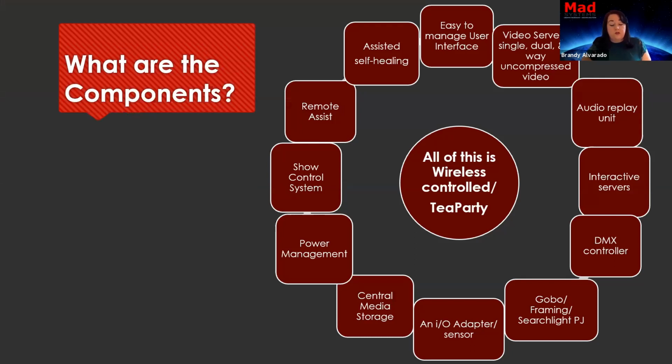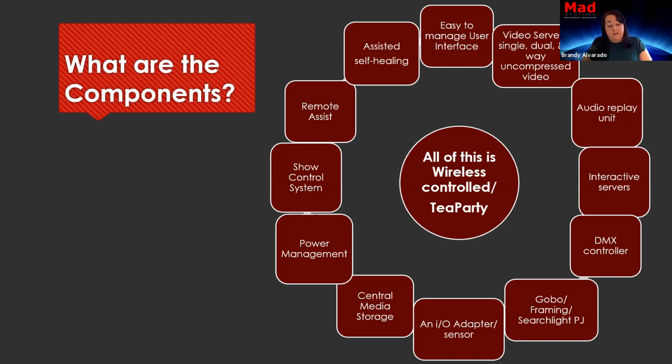QuickSilver also has video servers, either single, dual, or 4-way uncompressed video. It has interactive servers and an audio replay unit that is much easier to use than most on the market. It has a DMX controller and a Gobo framing searchlight projector function, as well as an I/O adapter or sensor button. It's bidirectional. We can take buttons in and send them out to the controller, and it has some outputs which we can drive things like mechanical devices.